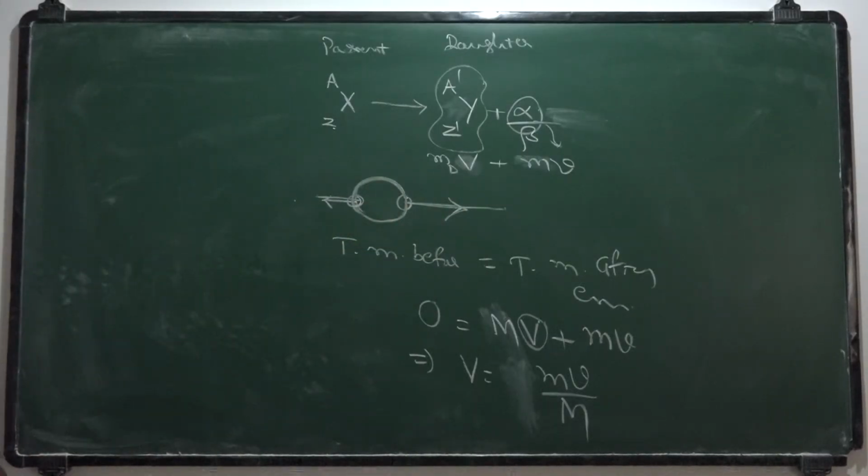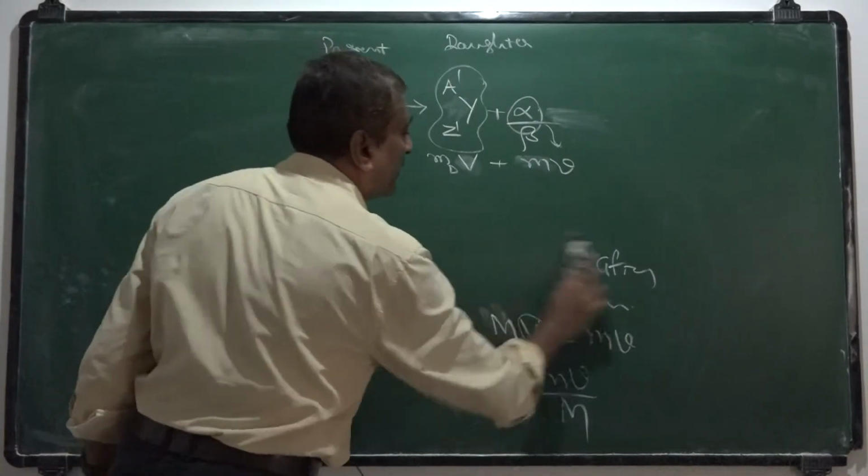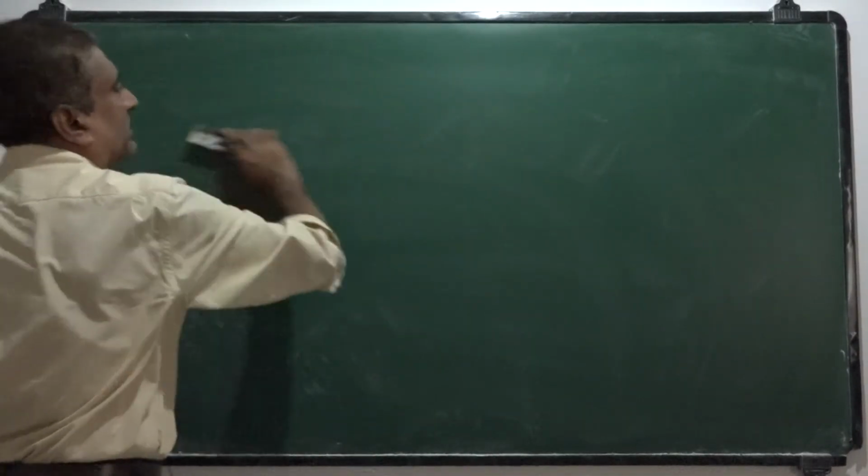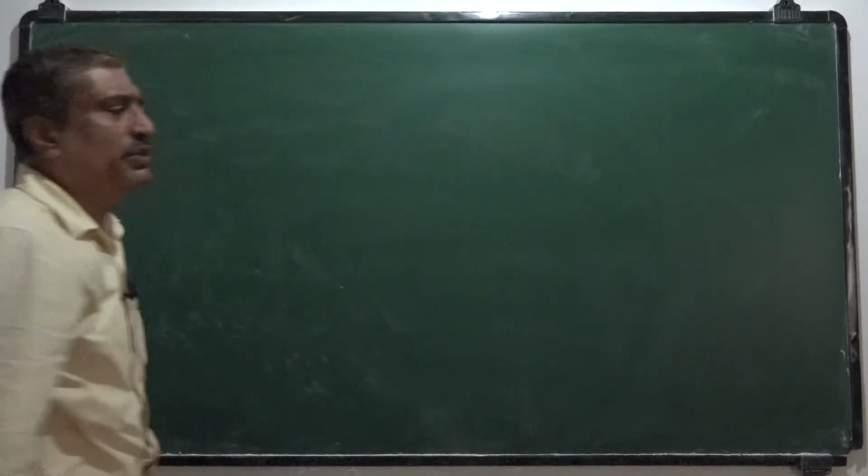Now similarly, we find the kinetic energy of the emitted particles. And second, we have to calculate from the Q value.